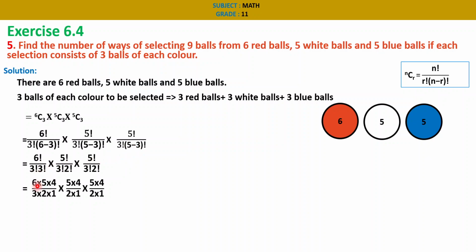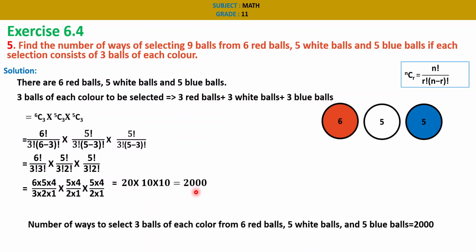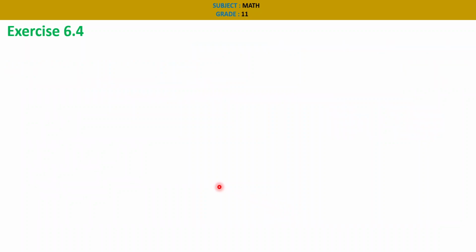Upon cancelling, we will get 6 into 5 into 4 divided by 3 into 2 into 1, 5 into 4 divided by 2 into 1, 5 into 4 divided by 2 into 1. Upon multiplying, we are going to get 20 into 10 into 10. That is 2000. Very good. So the number of ways to select 3 balls of each color from 6 red balls, 5 white balls and 5 blue balls is equal to 2000 ways.